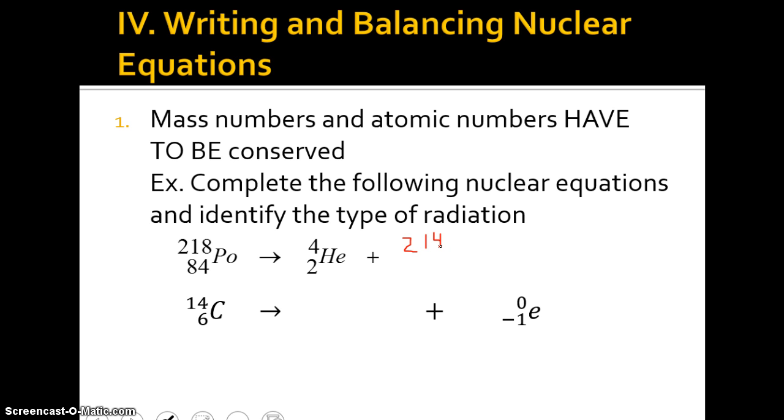Now let's figure out the bottom number. We have 84 already on the left. We have 2 on the right. So 2 plus what equals 84? Well, that's going to be 82. To figure out this particle, we need to look at the periodic table.